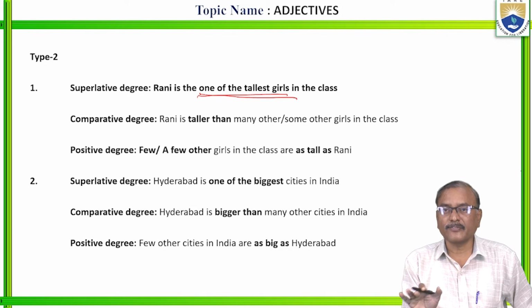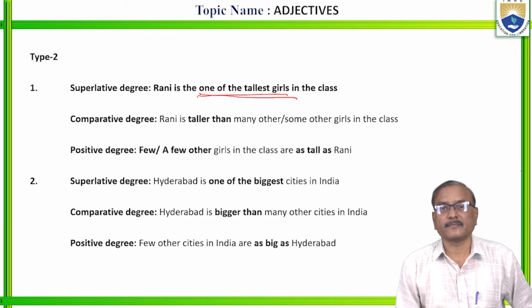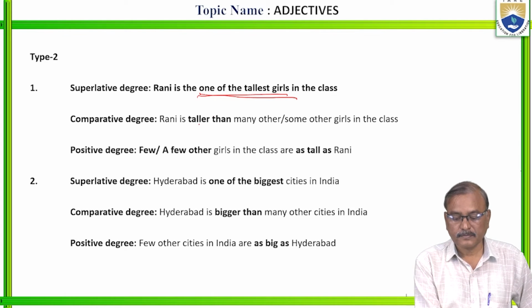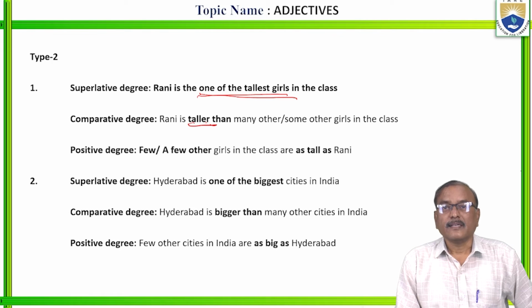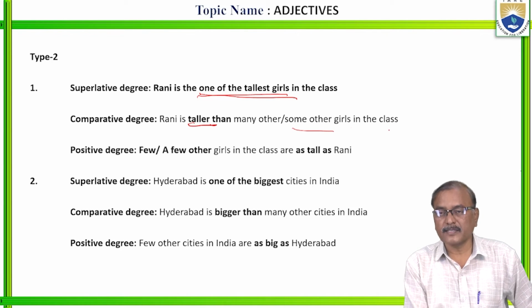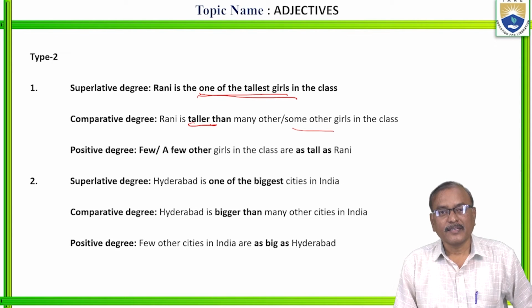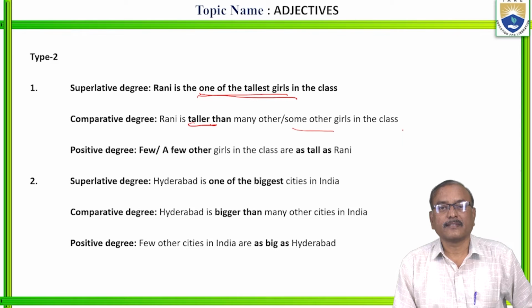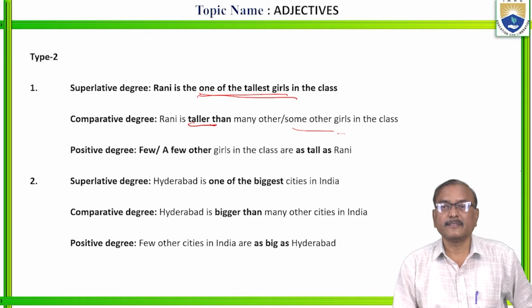So just keep this in mind. She is not the tallest of all. She is one of the tallest girls in the class. Right? Then this one. Rani is taller than many other or some other girls in the class. Is she taller than all other girls? No. Is she taller than any other girl? No. She's taller than some other girls in the class. Right? Next.